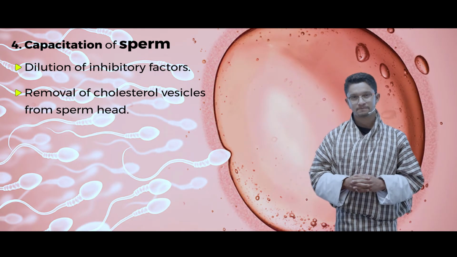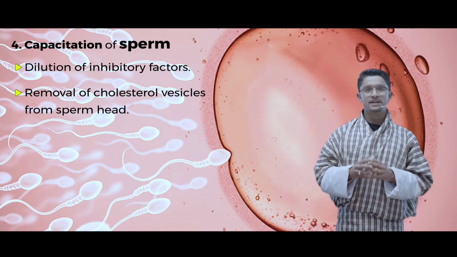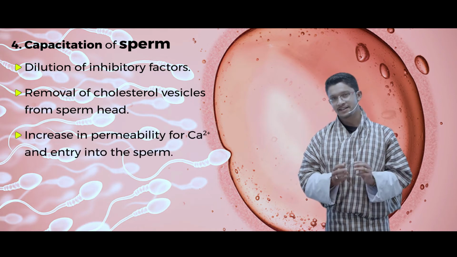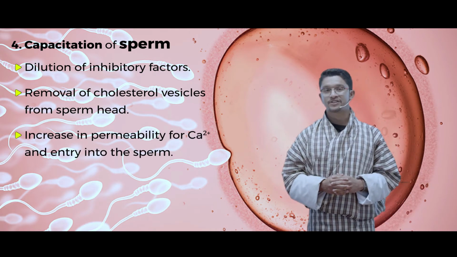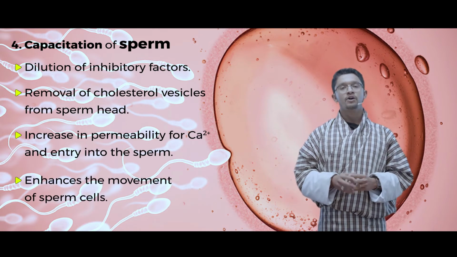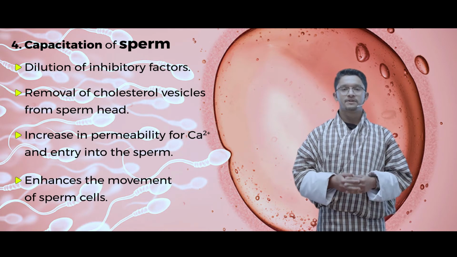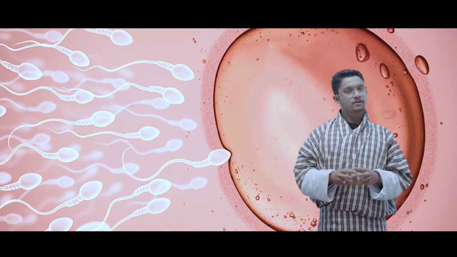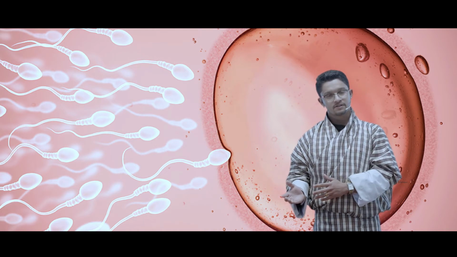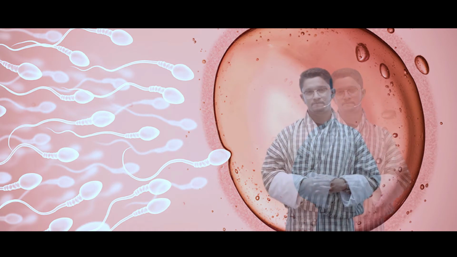Apart from that, the sperm head is also made more permeable for the entry of ions such as calcium because they help during the process of fertilization. And capacitation also enhances the movement of sperm cells. So after that, the sperms reach the area of fertilization.